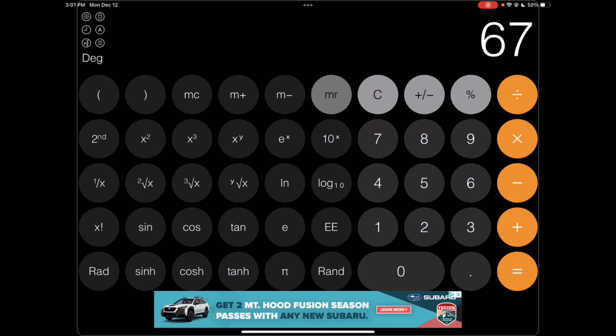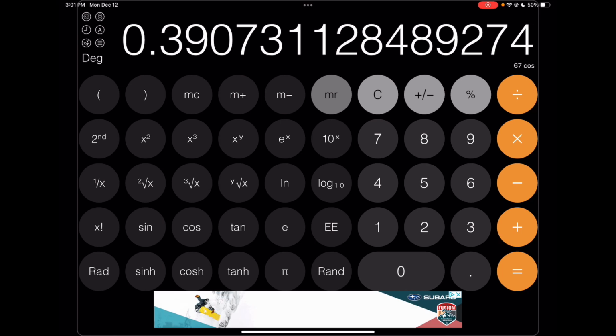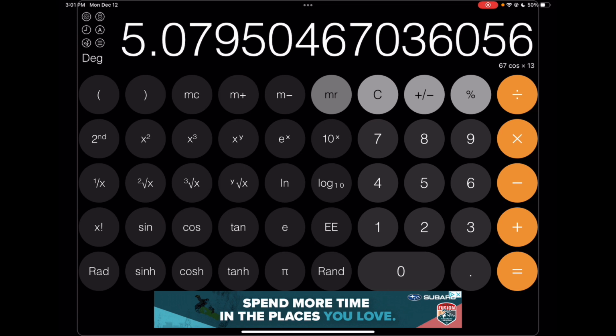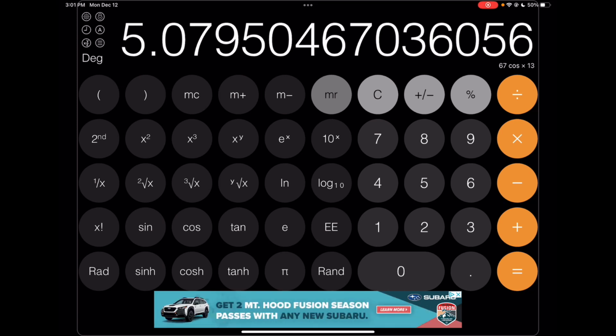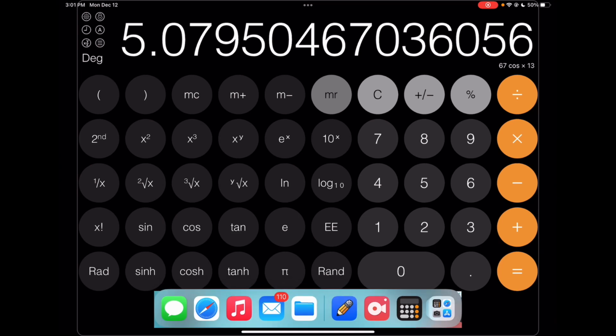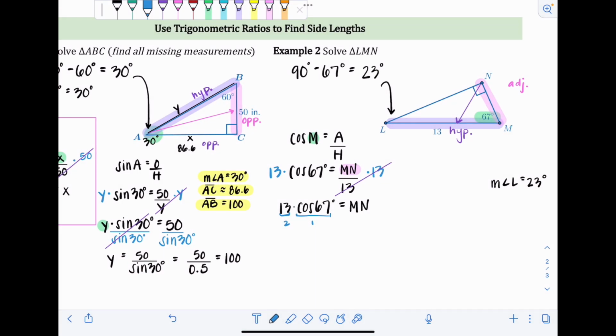So 67, and then I'm going to hit cosine, the one that just has the cosine, not the cosine h, and then after that, I have to multiply it by 13 because that was the number in front. So it's about 5.088, because if we want to round to 2 decimal places, we look at the third one, which is a 9, and that 9 rounds the 7 up to an 8. So we'll say about 5.08. So MN is about 5.08, and I'll add that to my list. So MN is approximately 5.08.